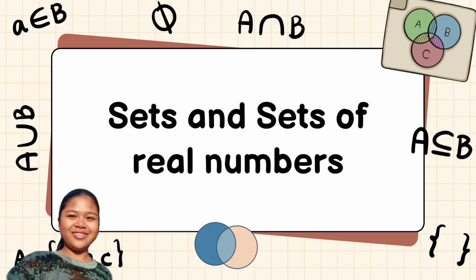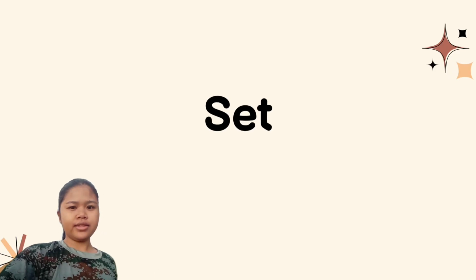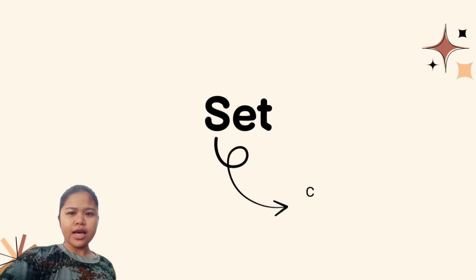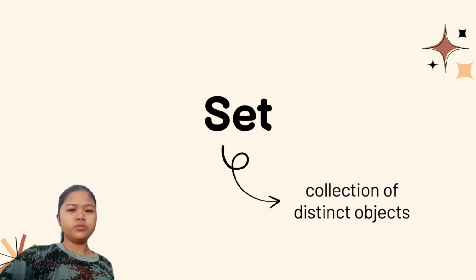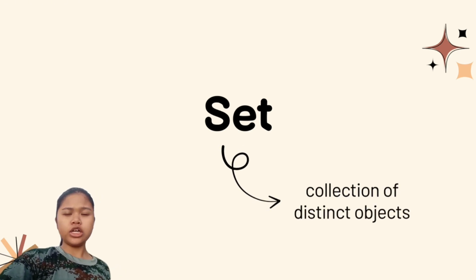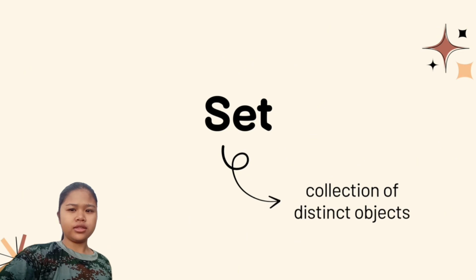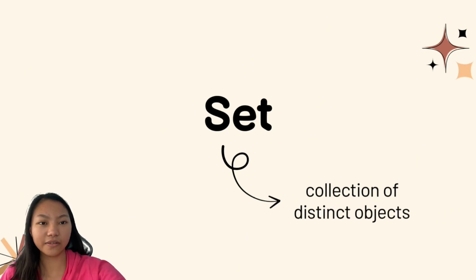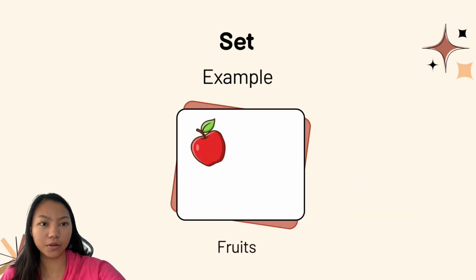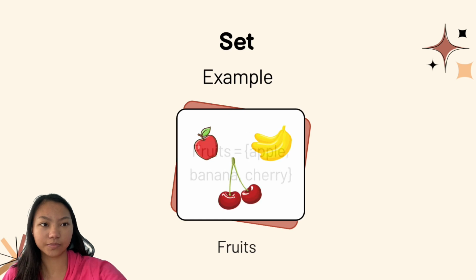Let's get started. First, what is a set? To put it simply, it is a collection of distinct objects, wherein we use curly brackets to denote a set. For example, the set of fruits is equal to {apple, banana, cherry}.